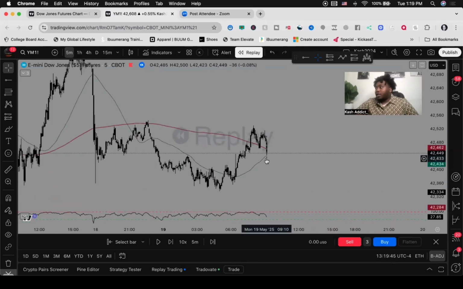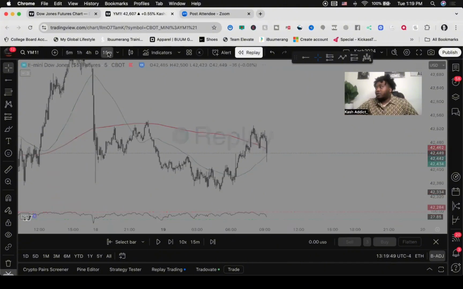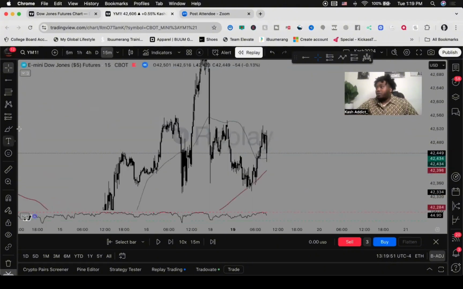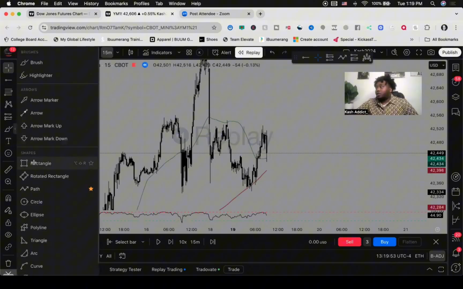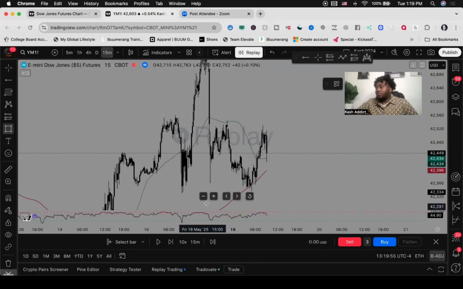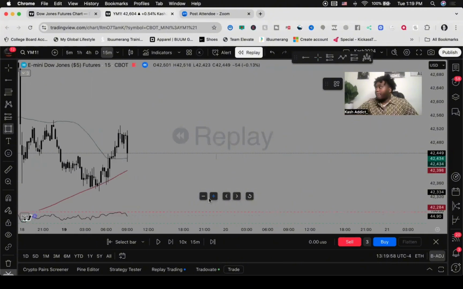So we got 9:15. Now this 9:10. So we're gonna go to the 15-minute chart. We're gonna mark up the highest point and the lowest point of the last two candles. So let's zoom in. The highest point is right here. The lowest point is all the way down here.